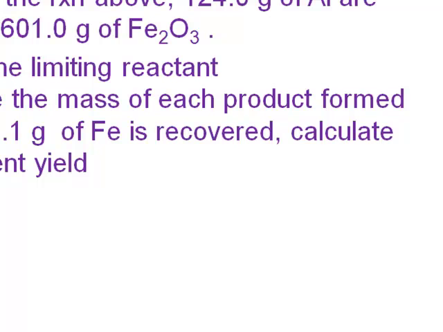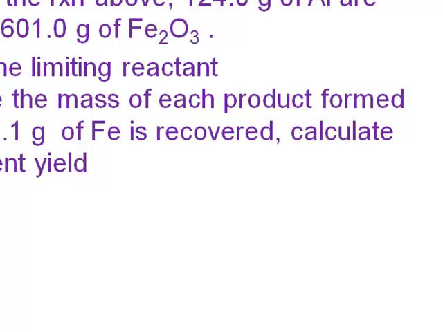Now, if we look at this reaction, let's look at the steps and just follow along as we look at the steps. You don't have to write this down step by step. According to the reaction above, we have 124 grams of Al reacted with 601 grams of Fe2O3. So, to identify the limiting reactant, that's the first step. Calculate the mass of each product formed. And then, if only 53.1 grams, that's the actual yield, we would find the percent yield.